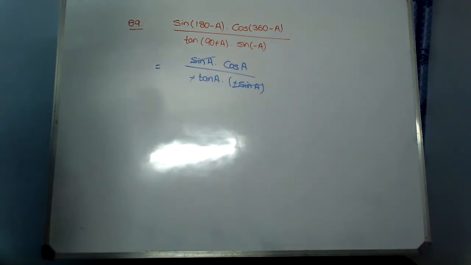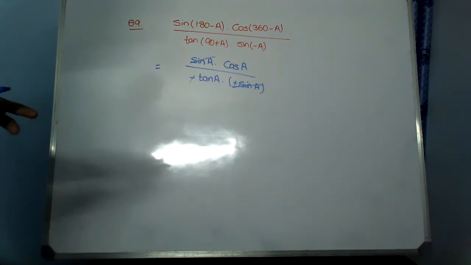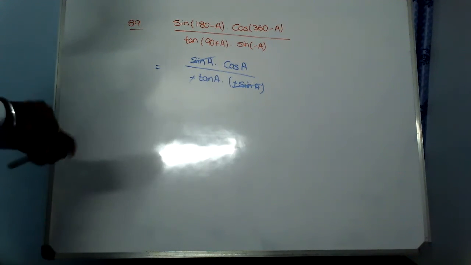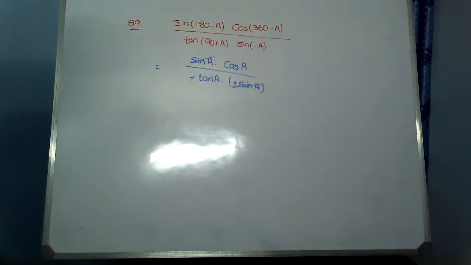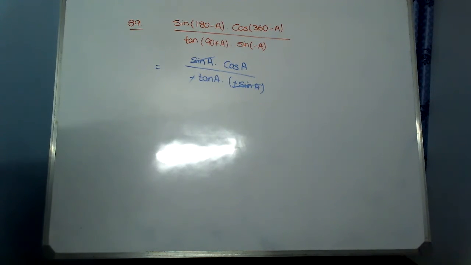Do we have any such option? No. Okay, so we have to simplify. If I write tan as sine by cos here, it will become cos square a by sine a, and we did not have such options given. Did I write the question correct? Sine 180 minus a, that is fine. Cos 360 minus a, I've written correct. Tan 90 plus a, also fine. And sine minus a, also written correct as per the question. That means there is no change in the question.